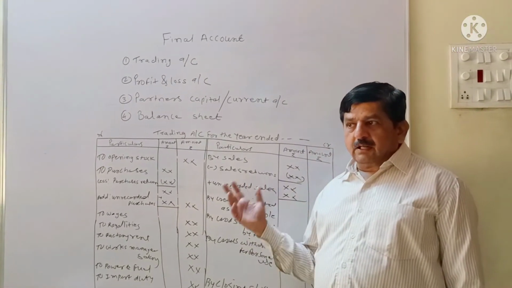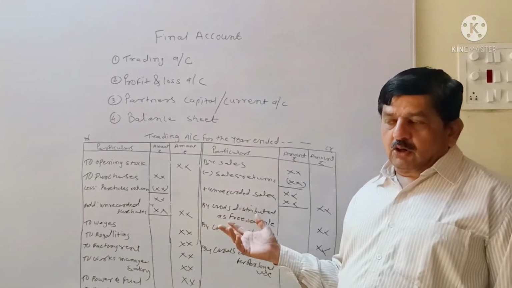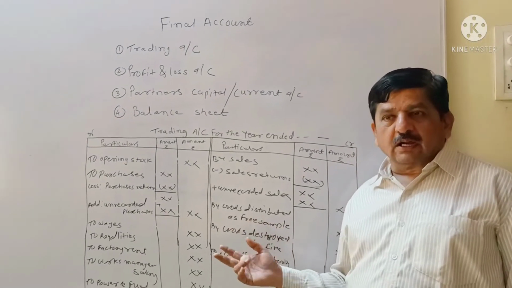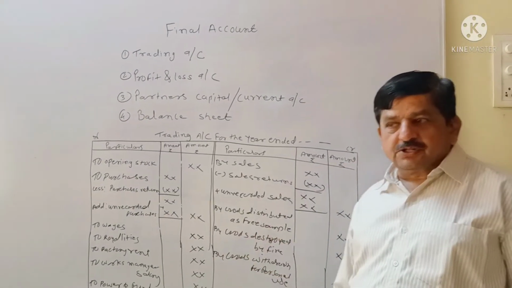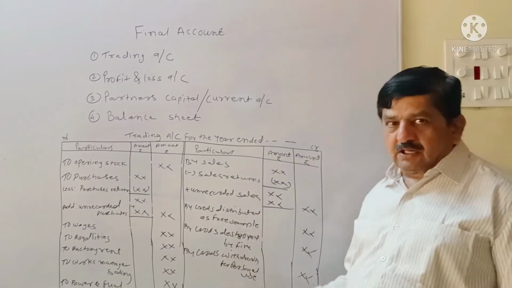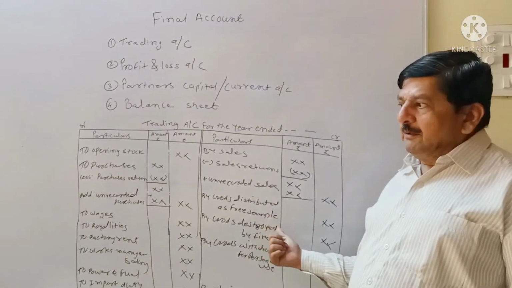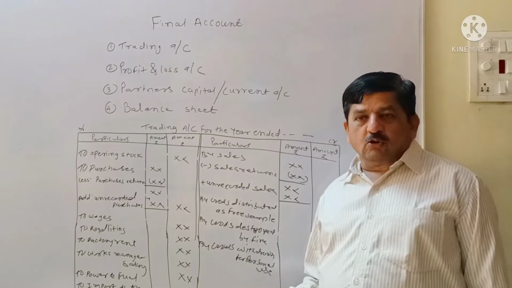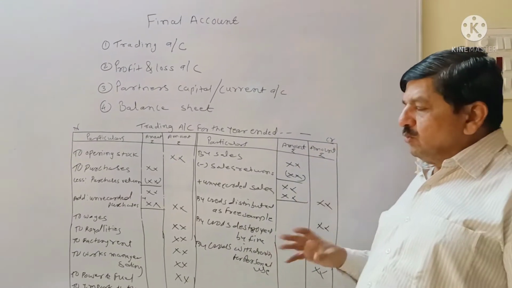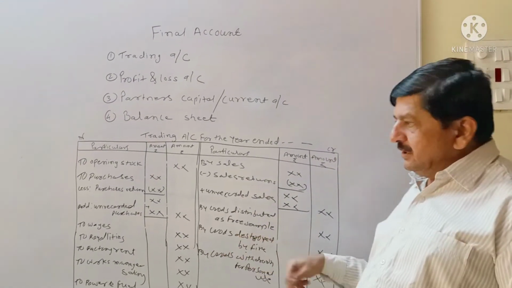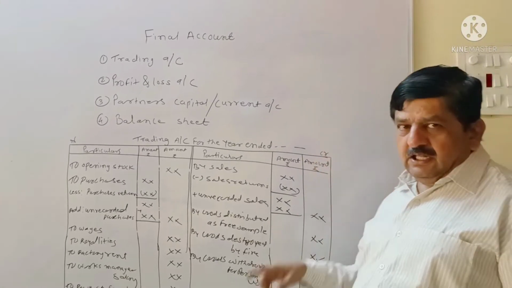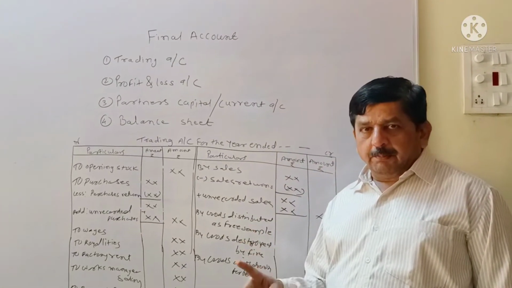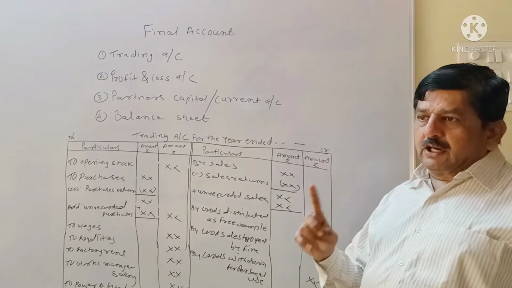On the capital account credit side: first by balance brought down, then by interest on capital, by salary or commission to partner, by additional capital introduced, or by net profit during the year. Debit side: to drawing, to interest on drawing, and to balance carried down. The final balance is taken on the liability side. In 11th standard, we prepared final accounts, but there was a sole trader, one person.